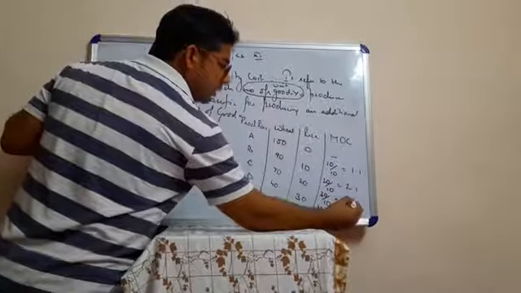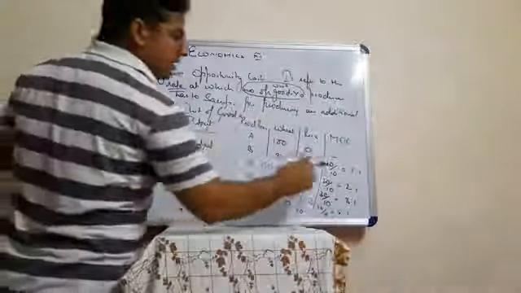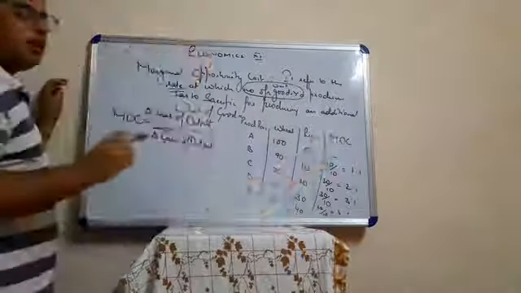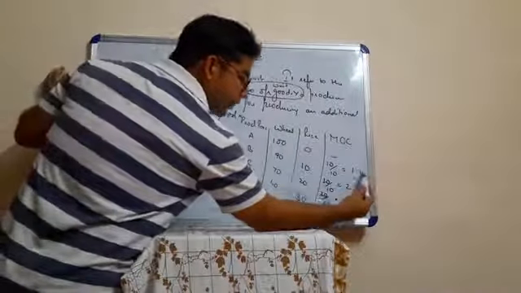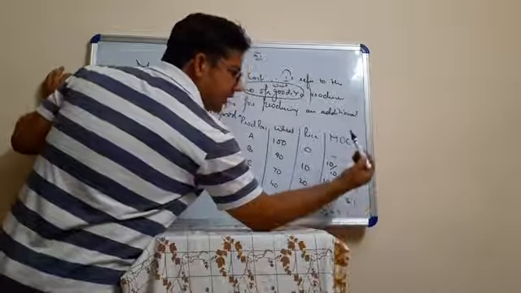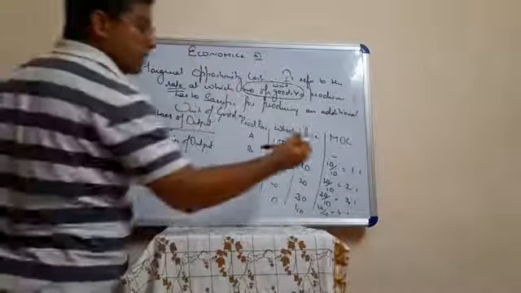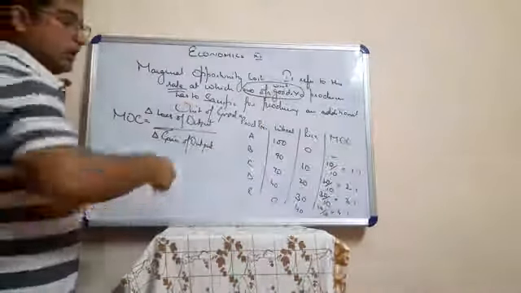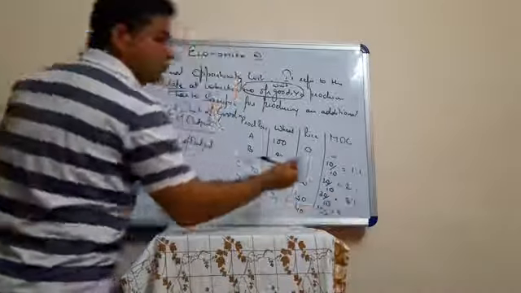2:1, 3:1 and 4:1. Now, if it is 1:1, then what is it suggesting to you? It is suggesting that to produce an additional unit of X, you have to sacrifice the same unit of Y. But at this point, to produce an additional unit of X, you have to sacrifice 2 units of Y. Then to produce an additional unit of X, you have to sacrifice 3 units of Y.